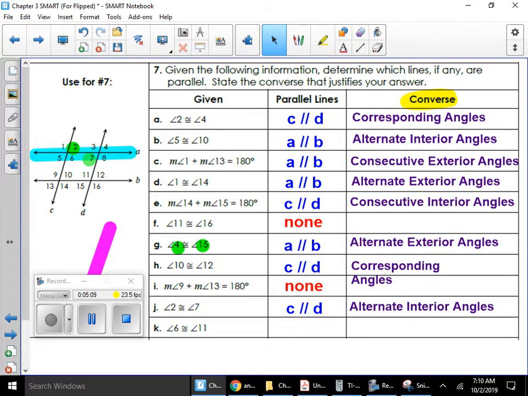Ending this one on a sad note, note that 6 and 11, they don't share any line at all. There's no transversal that both of those angles are on. So we can't say anything about any lines at all that are parallel. Sorry, just nothing we can do here.